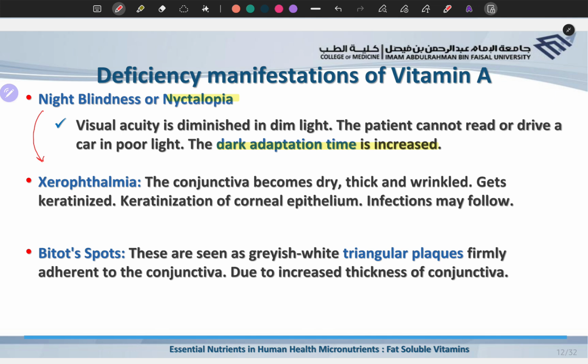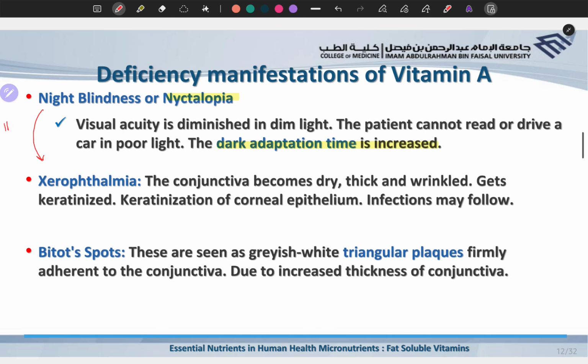Low vitamin A leads to keratinization. Excess will cause decreased keratinization, dry skin and pruritus. It is there in the coming slide. Okay? So, low vitamin A causes keratinization, keratinization of the corneal epithelium, and infections may follow.